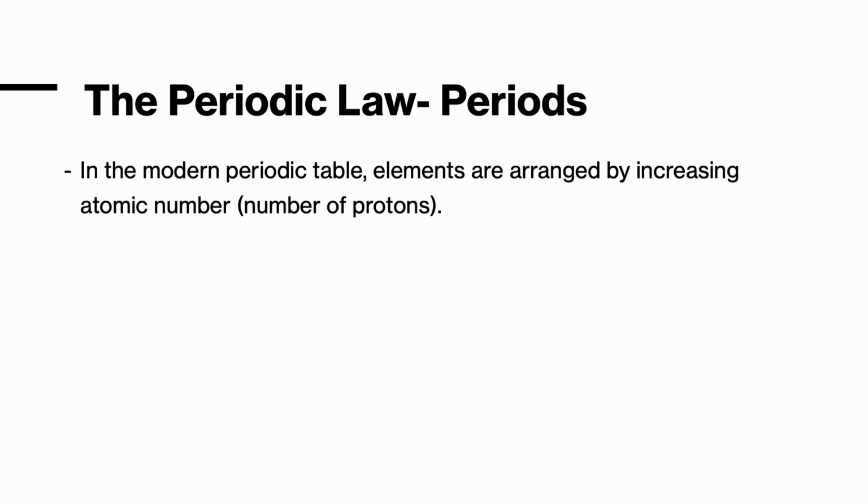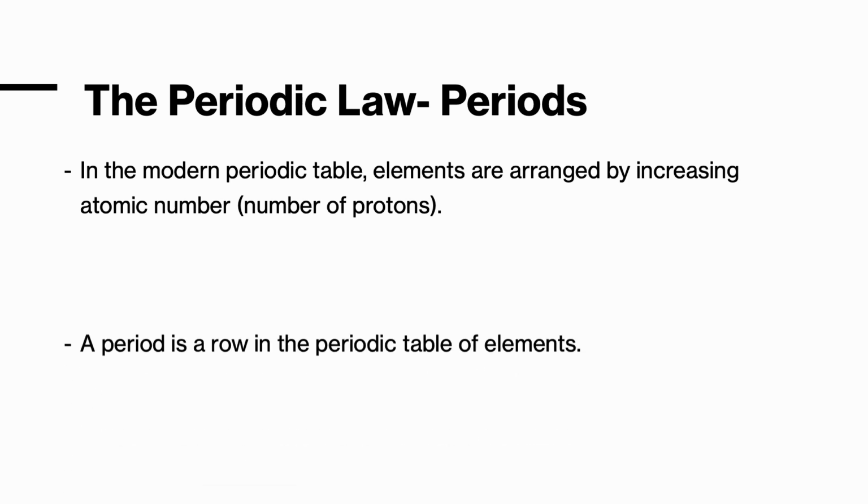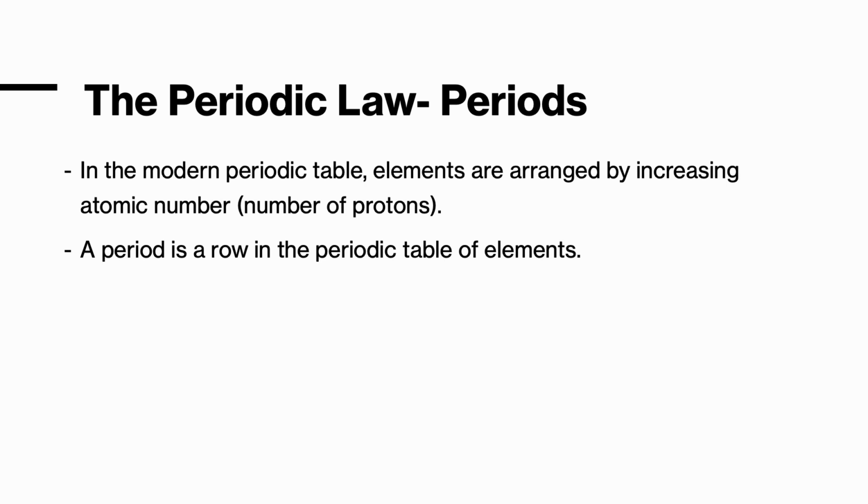In the modern periodic table, elements are arranged by increasing atomic number, the number of protons. A period is a row in the periodic table of elements.